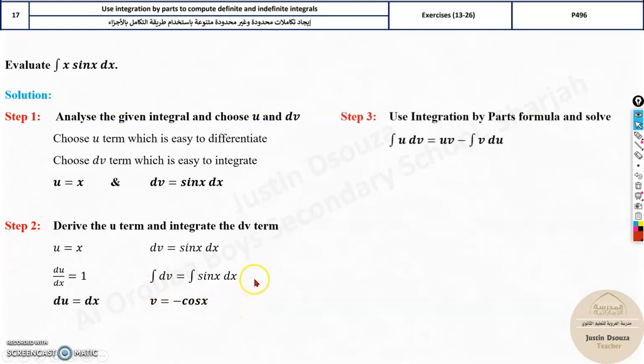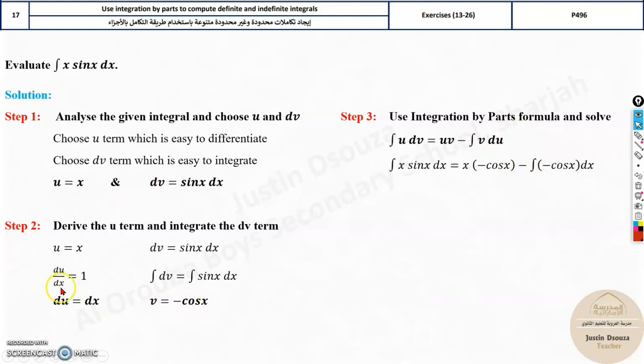And now use the formula of integration by parts. Integral of u dv, where we have chosen u as x and dv as sin x dx. We can substitute over here. So in the question, u dv is the question itself, equals u times v. What is the u value? x. What is the v value? Negative cos x, minus the integral of v. What is the v value?